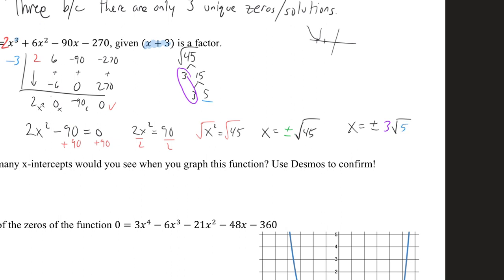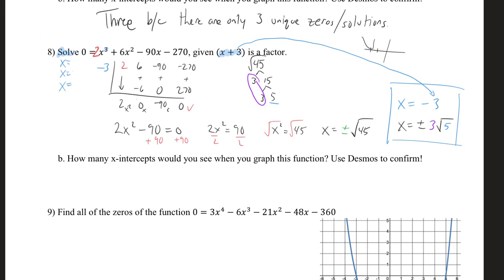And remember the other answer is going to be that original one, which should be the negative 3 from the factor that we were given. Don't forget about that one. It's almost like a gimme. So there's our 3 answers. So I got negative 3, positive 3 radical 5, and negative 3 radical 5.